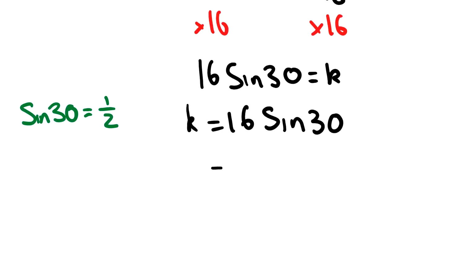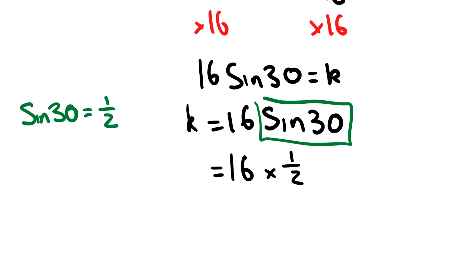So what that means is I can change my sine 30. I can change this to 1 over 2. So 16 times 1 over 2. And that equals 8. It's half of it.